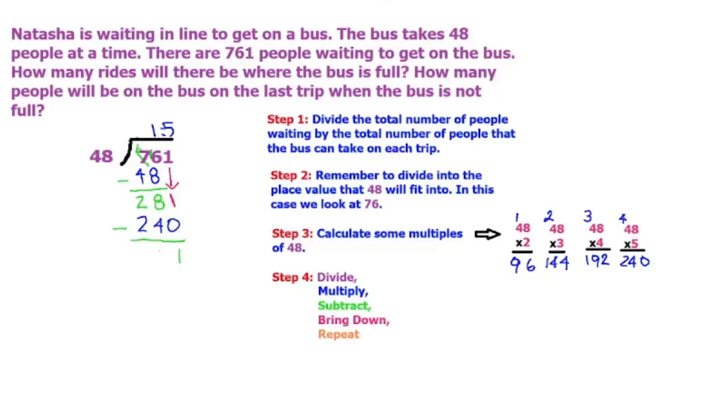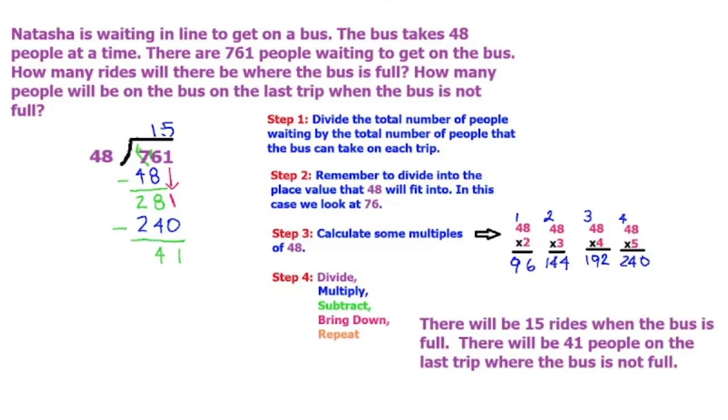So the final answer to this problem is there will be 15 rides when the bus is full. So this is the quotient, 15. There will be 41 people on the last trip where the bus is not full. This is the remainder, 41. So these 41 people will not be able to fill up the bus, and that'll be the last trip where it's not full. And that's the answer to this whole problem.